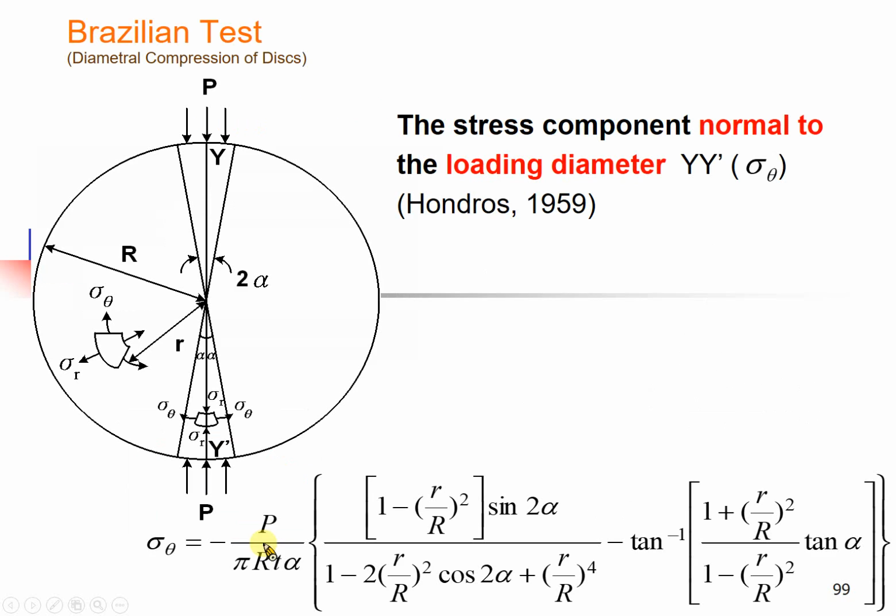The second one will be the Brazilian test to get the tensile strength of the rock specimen. We will cut the rock specimen into a disc, like the figure shows you. You will have a thin thickness of this disc. When we apply a load like this, we can calculate the tangential stress and the radial stress at any location within this disc.